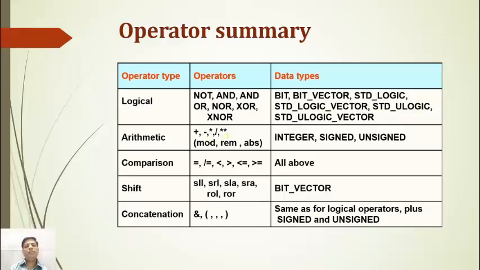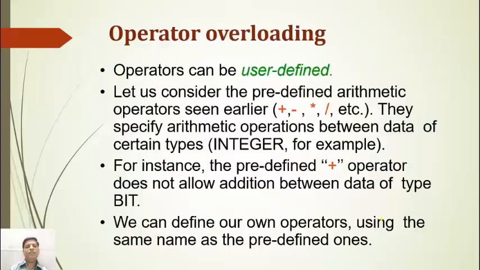Arithmetic: plus, minus, multiplication, division, absolute, modulus, remainder, for integer, signed or unsigned data types. Comparison: equal to, for all the above data types. Shift: SLL, SRL, SLA, SRA, ROL, ROR, for bit_vector data type. Concatenation: ampersand, same as for logical operators, plus, sign and unsigned.